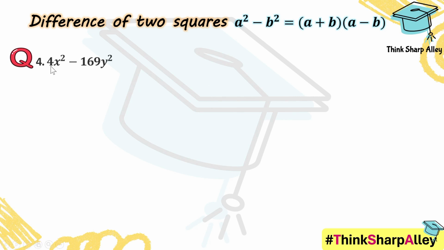First step is to spot the squares. 4x square can be written as (2x) whole square and 169y square is (13y) whole square. Now we plug in the identity. So this is my a square minus b square. So we write (a plus b) into (a minus b).